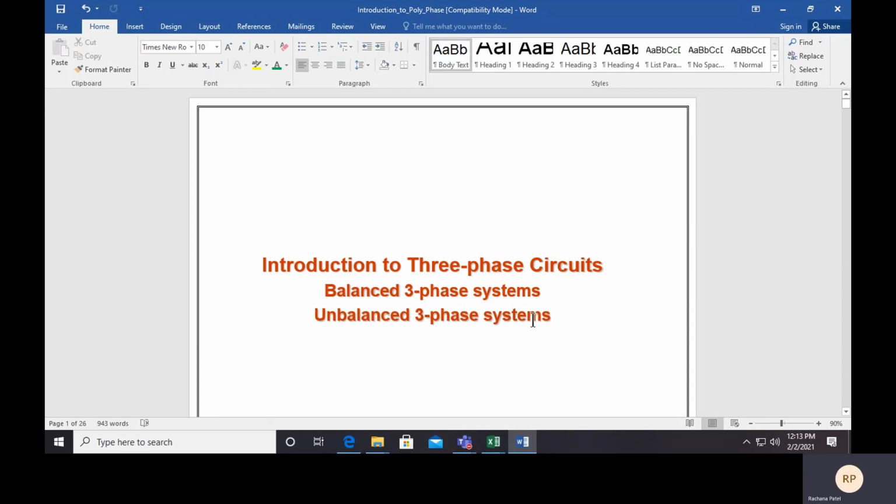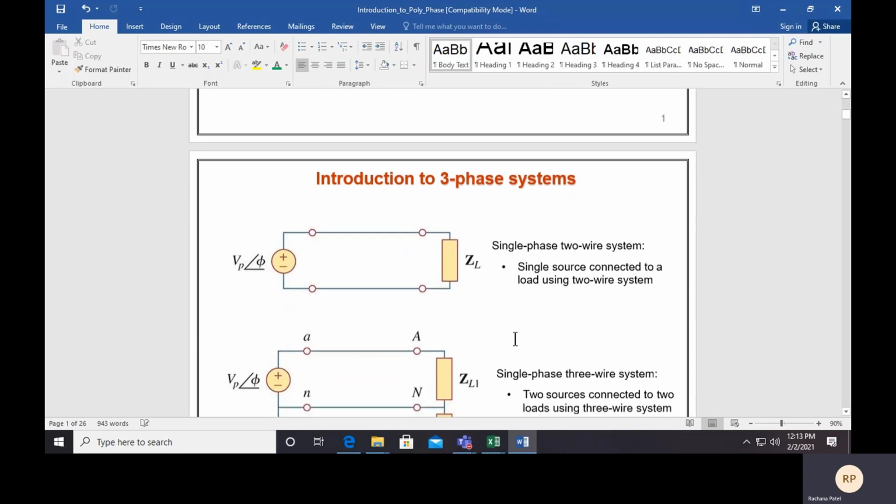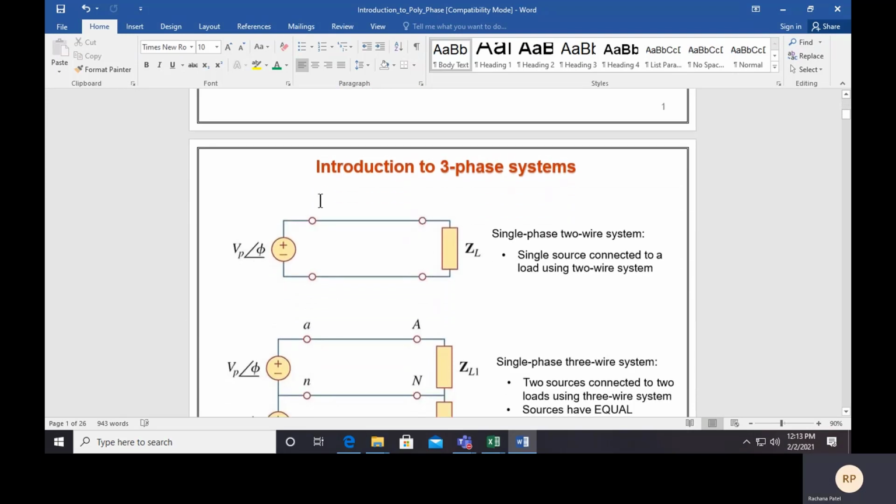Now today we will discuss the introduction to the three-phase circuit, especially covering the balanced three-phase system and the unbalanced three-phase system. Up to the previous concepts, we are very clear with single phase supply, where we have one source and one load. This is the arrangement for a single phase two-wire system.